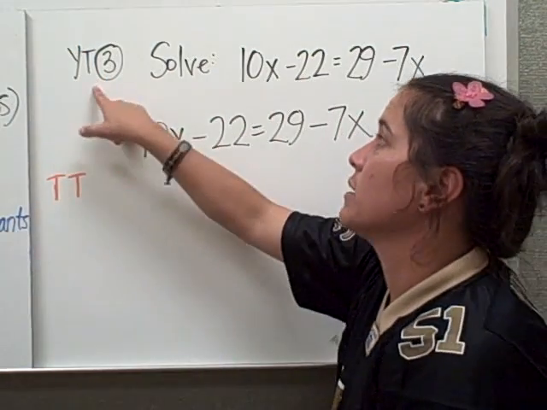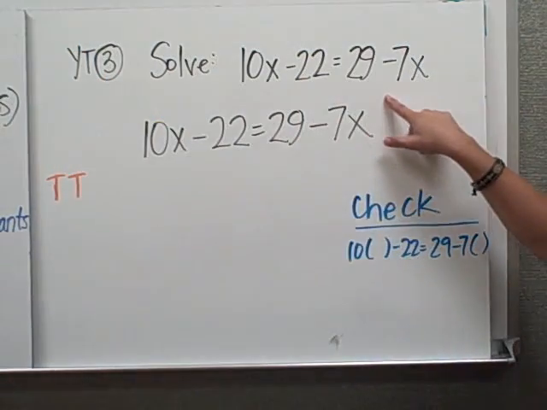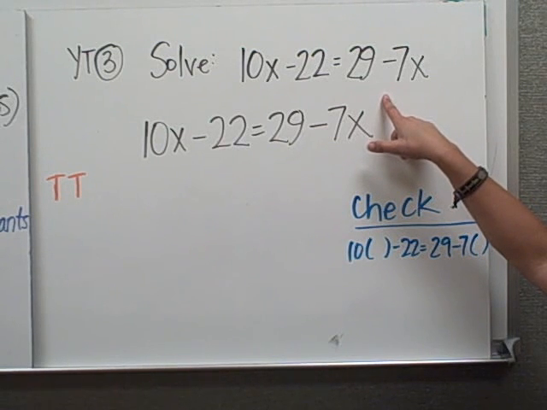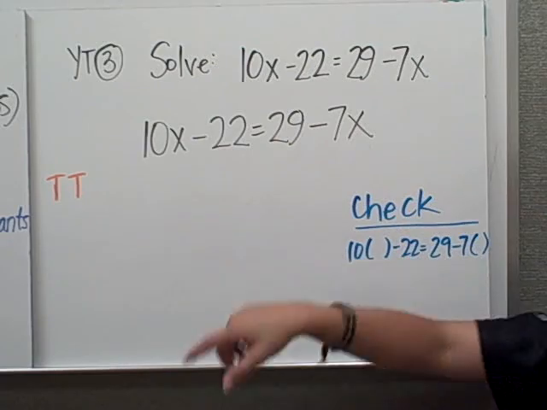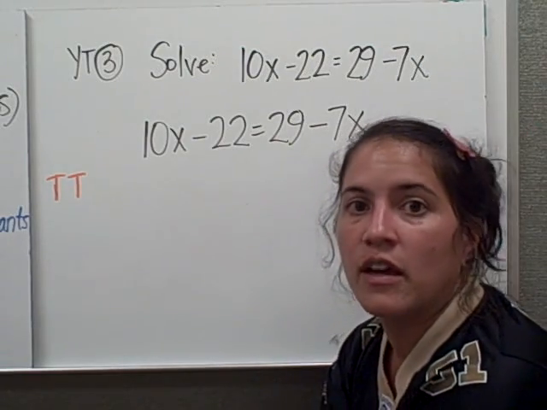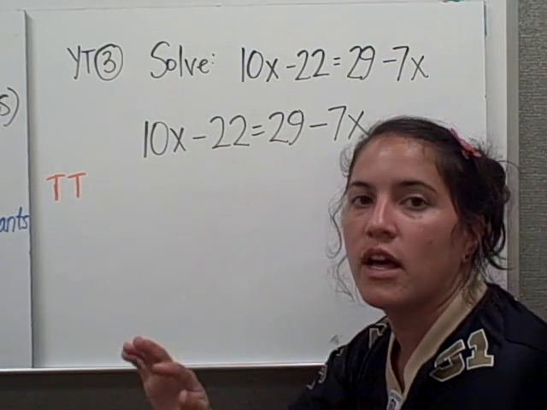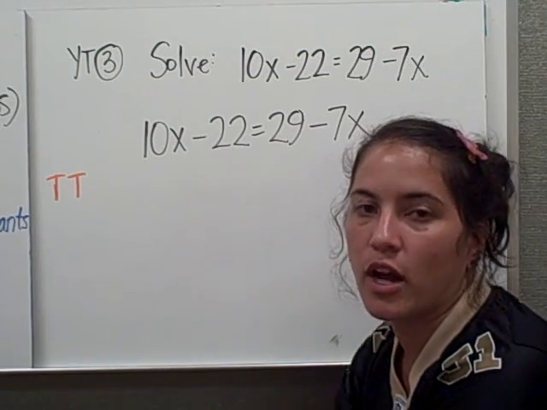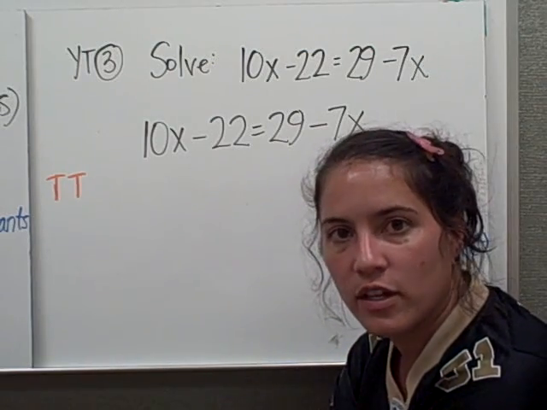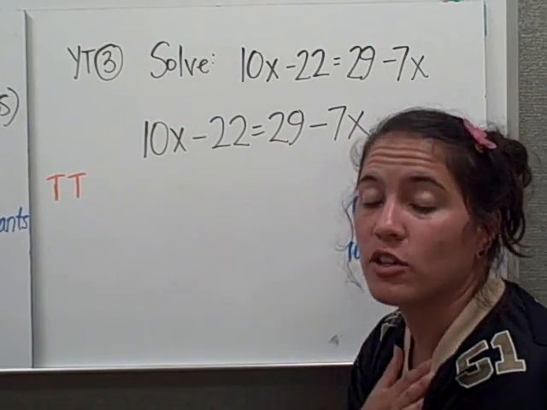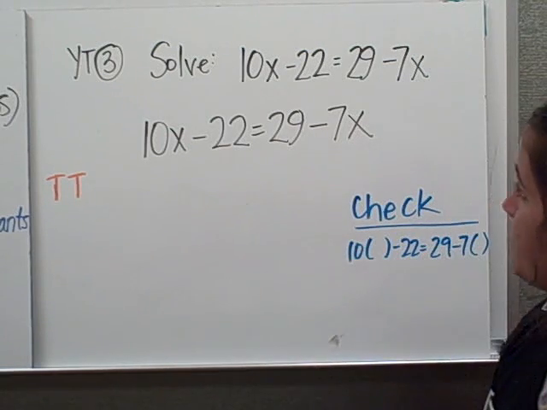All right, you try example 3. Solve 10x minus 22 equals 29 minus 7x. I want you to remember to touch twice, follow the rules, move your variables to the left by using the inverse, and move your constants to the right. Pause the video, and then when you're ready to hear my explanation, replay it.